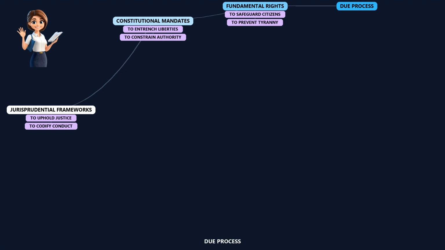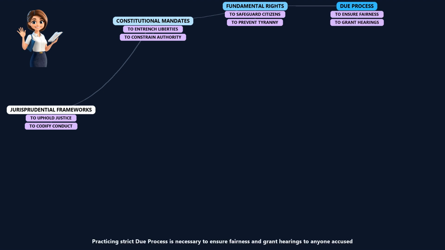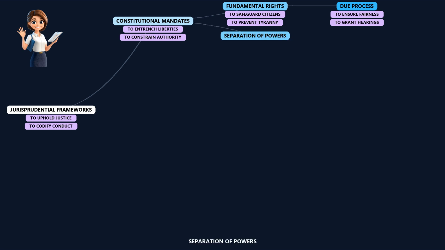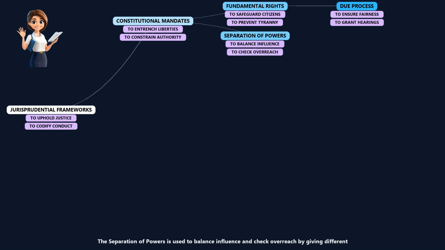Due process. Practicing strict due process is necessary to ensure fairness and grant hearings to anyone accused of a crime. In other words, we are making sure that no one is punished without a proper, honest trial in a real courtroom. Separation of powers. The separation of powers is used to balance influence and check overreach by giving different jobs to different groups of leaders. To put it simply, we are splitting the power so that no single person or group can control everything.